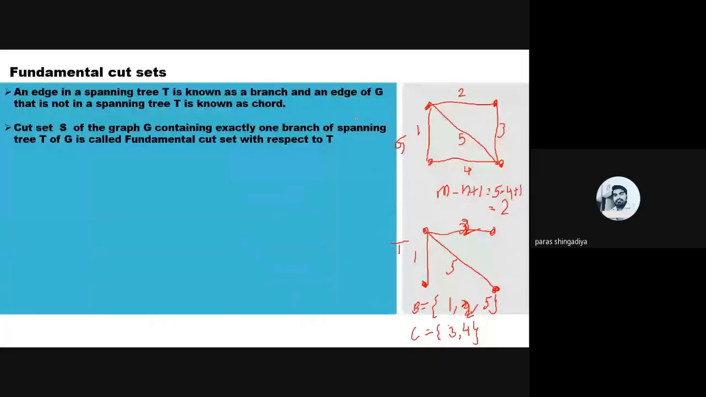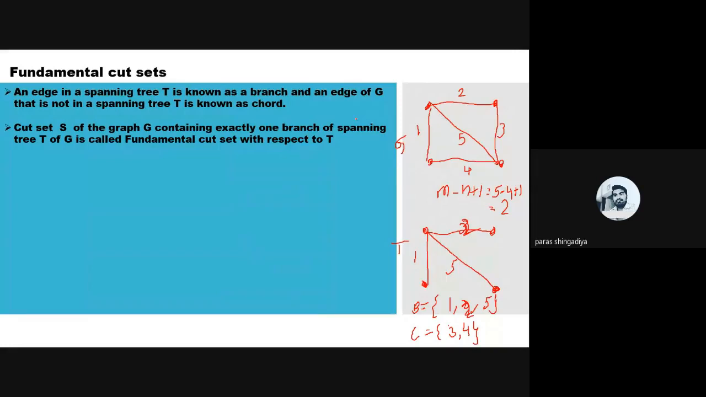So you have to observe all such cut sets of the graph G and check which cut set includes only one branch, and the rest are chords. Such a cut set is known as a fundamental cut set. It depends on a spanning tree, so which spanning tree you consider for the graph G matters, because it determines which are the branches and which are the chords.